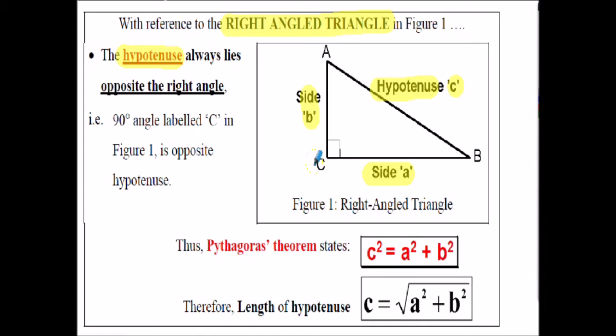So for this particular triangle shown in figure 1, Pythagoras' theorem here will be C squared equals A squared plus B squared. If we want to find the length of the hypotenuse in this particular case, then square rooting both sides, C is equal to the square root of A squared plus B squared. But in each case, we're saying the hypotenuse squared is equal to the sum of the other two sides squared.